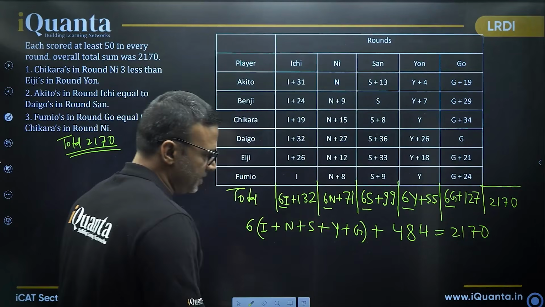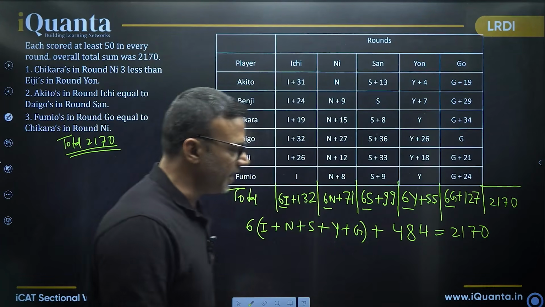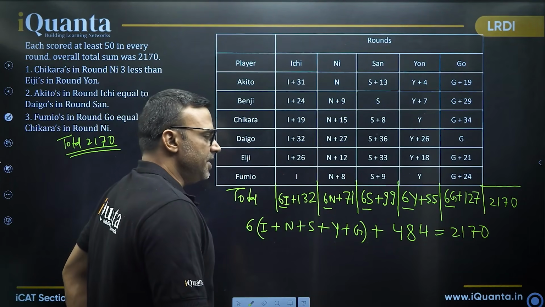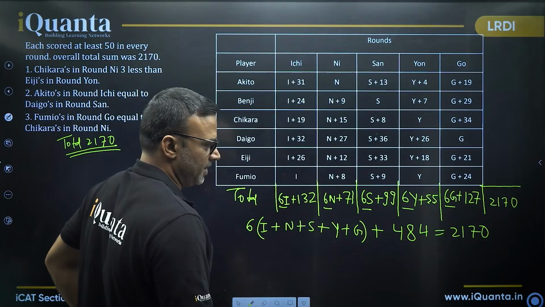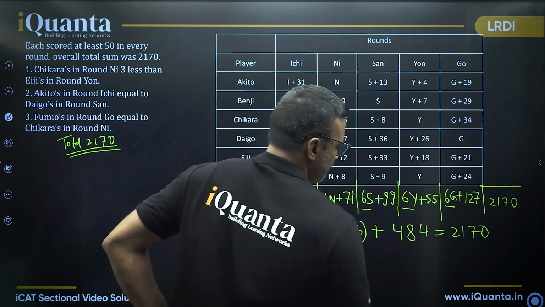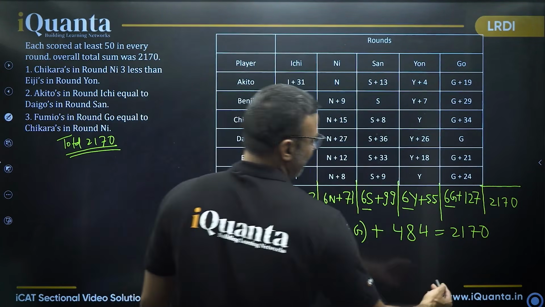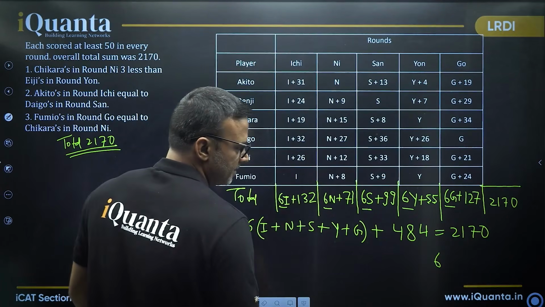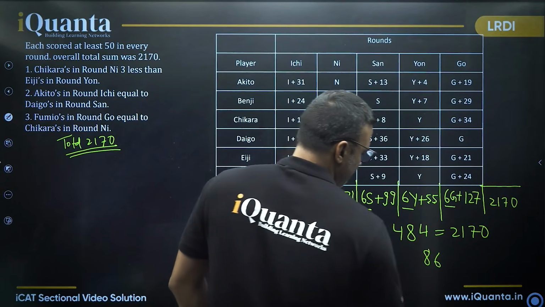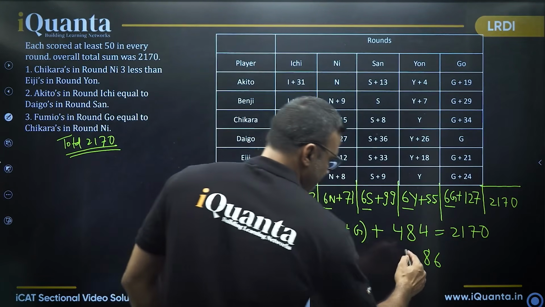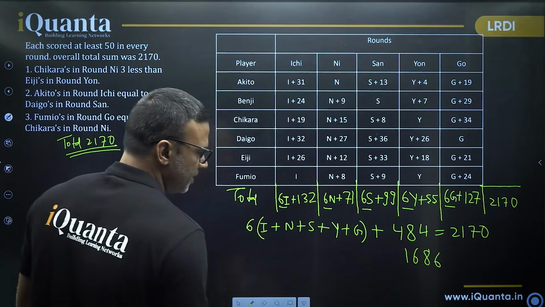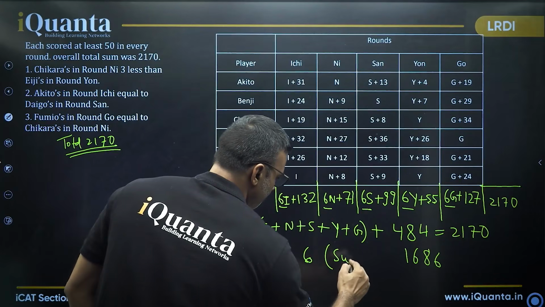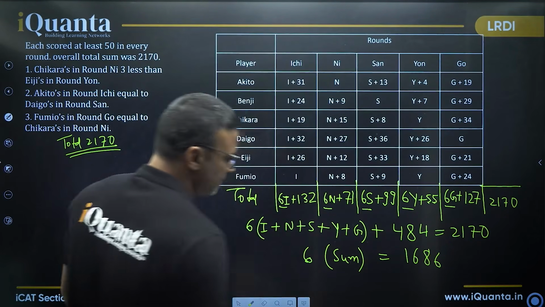Is equal to 2170. So this 484 goes to the other side. Subtract: 21 minus 4 is 17. Is that so? Yeah. So 1770 minus 84. Subtract basically. So minus 84, 10 minus 4 is 6. 6 minus 8, 16 minus 8 is 8. 20 minus 4 is 16. 1686. This is equal to 6 times the sum of all the lowest numbers.